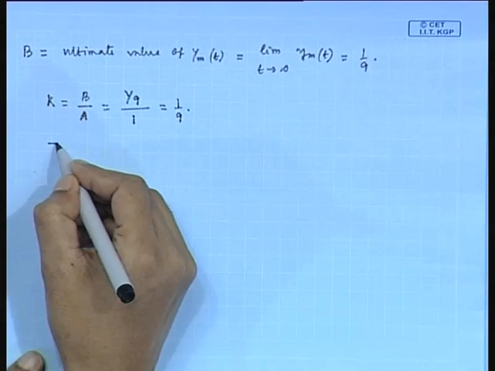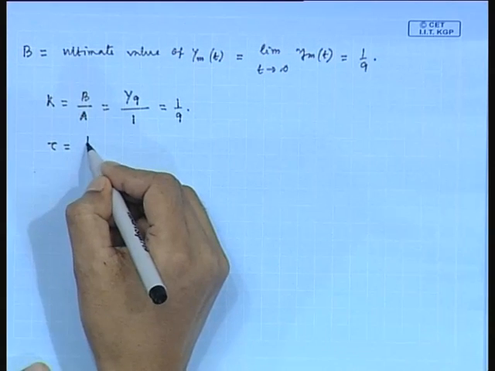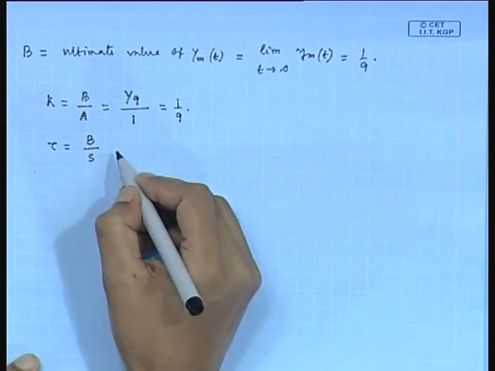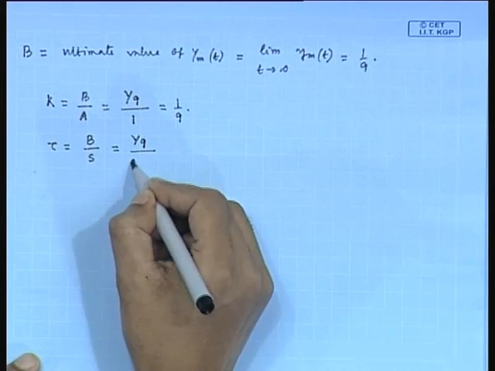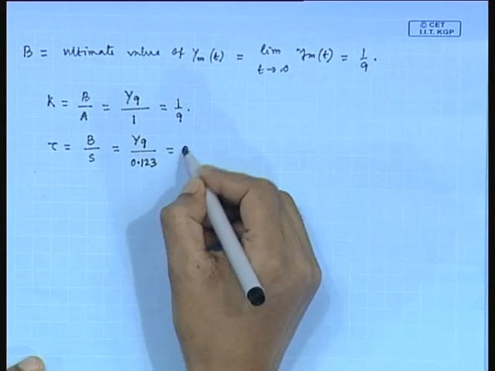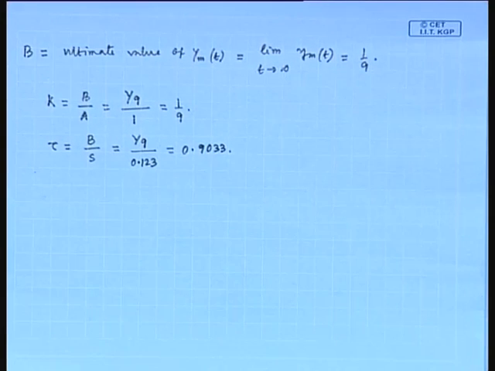Next, we need to determine the time constant tau, which is represented by B by S. Now, B we obtained 1 by 9 and S is 0.123. So, it gives 0.9033. So, tau is 0.9033.